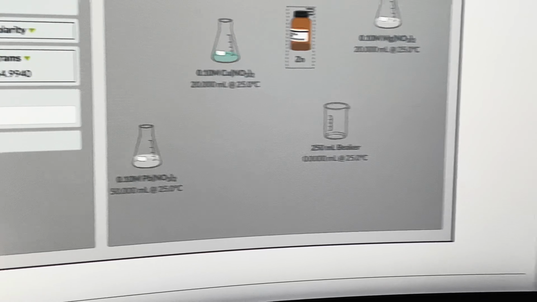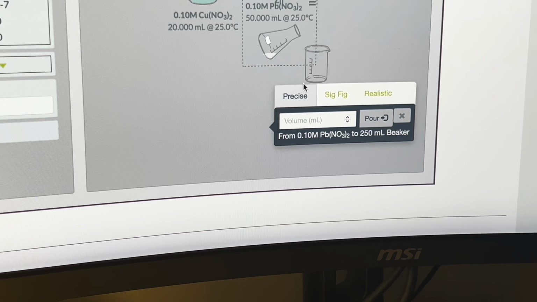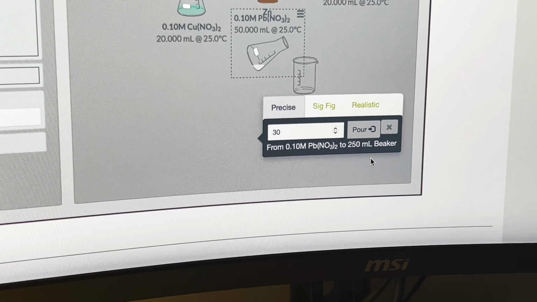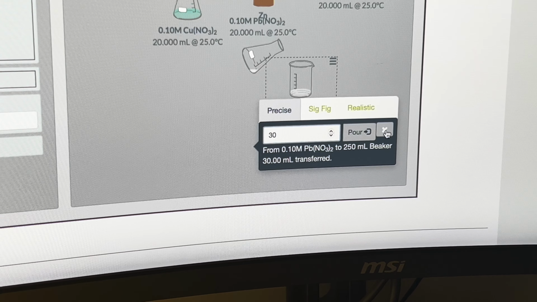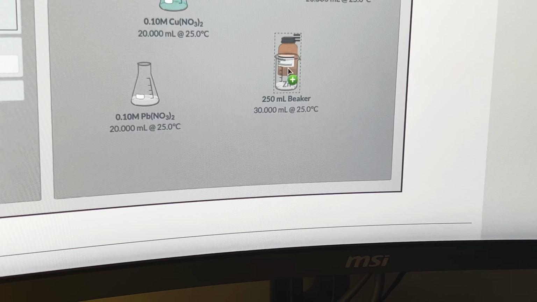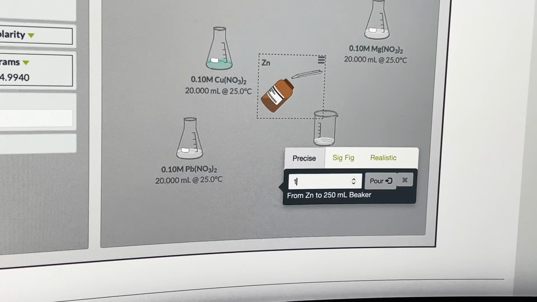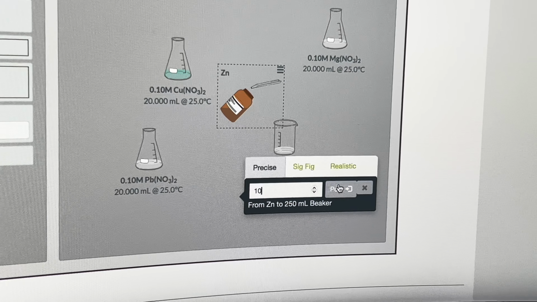Lastly, we're going to test lead nitrate with the zinc solid. So we're going to add 30 milliliters of the lead nitrate, like so. And we're going to dispense 10 grams of our metal into the solution.